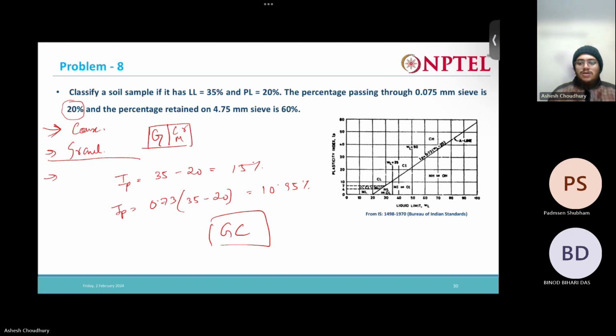Vinod, if there is any doubt, you can ask anytime. There is no problem. Also try to solve this. First we identified whether it is coarse or fine, then what kind of coarse, gravel, then we see the percentage of fine. If it is greater than 12%, it's going to be C or M. Then we decide whether it is C or M. Like this, stepwise we classify it.